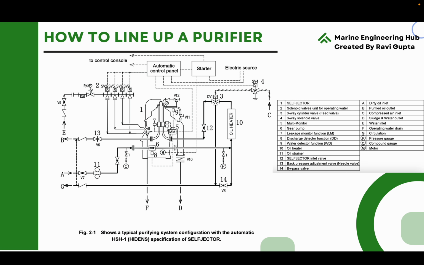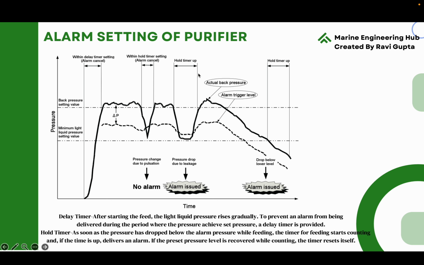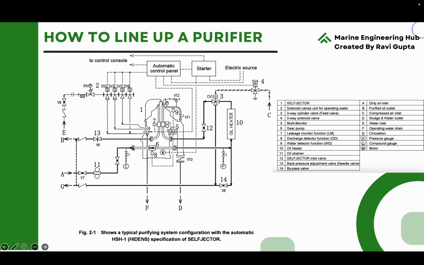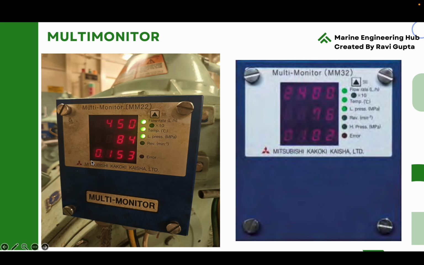So let's start today's video of a multi-monitor leakage alarm setting. As you know, this is the purifier. This is how its line setup looks. Now, in order to monitor the various parameters, we have the multi-monitor, which gives us various data like flow rate, temperature, light liquid pressure, and the regulations and all that.